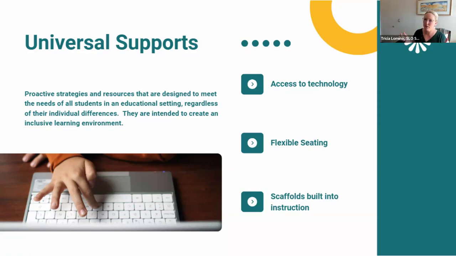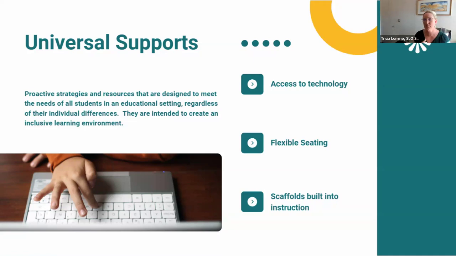What that might look like is access to technology. All of our students have Chromebooks now in their classrooms. Within those Chromebooks, a lot of them have access to Chrome extensions, like Google Read and Write, text to speech, speech to text, all of those types of things. So all students have access to that and can use it as a resource.